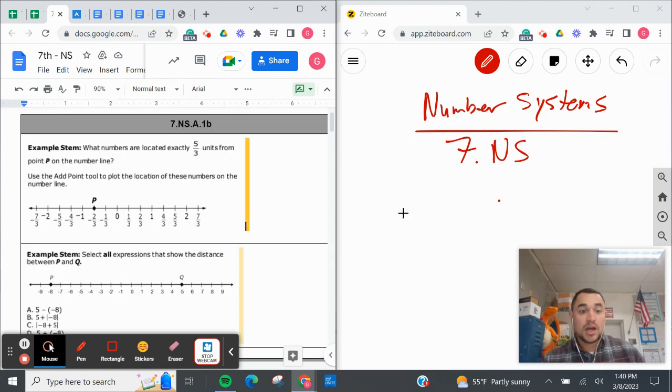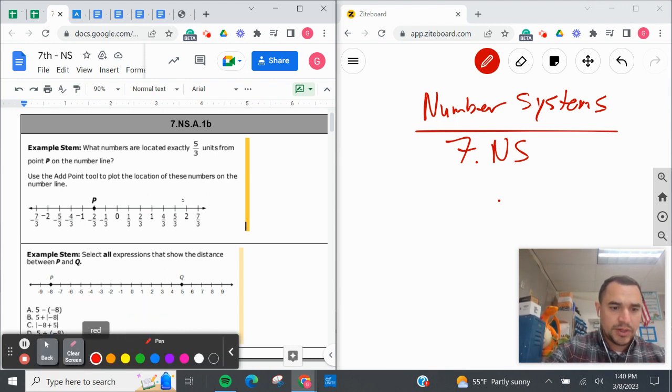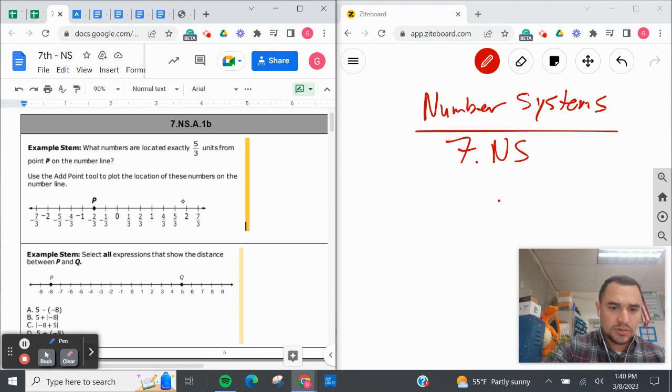All right, so number systems. First thing that we have here is, what numbers are exactly 5/3 units from P on the number line? So here's P. Everything is in thirds, so it's already counting by thirds. So 1, 2, 3, 4, 5. Then you put a point right there.